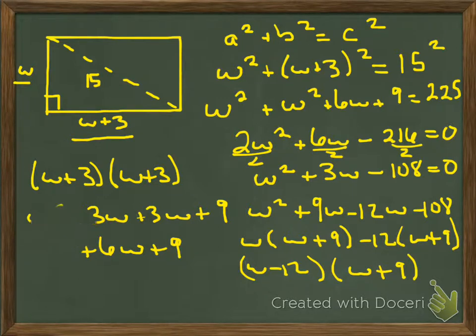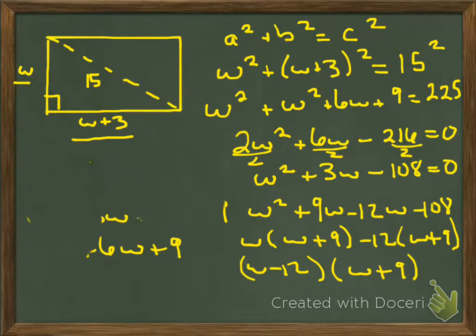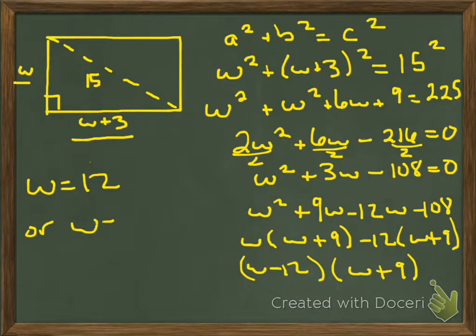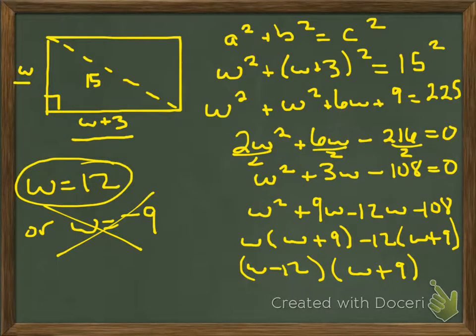All right, I'm going to erase this part so we have more space. Okay, so when we go up here, that means that w equals 12 or w equals negative 9. Okay, it cannot be negative 9 because this is a negative number. You can't have a negative length or width. So this one would be w is equal to 12. Okay, and you can plug it back in to check and see if it works.